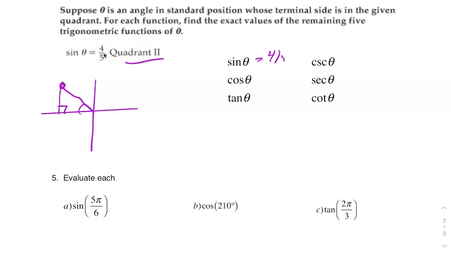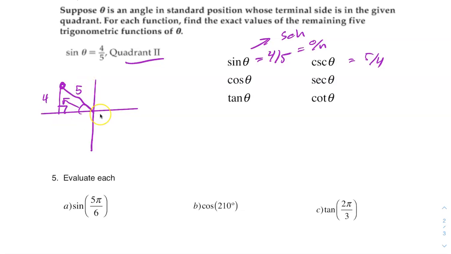Now they do give me sine, so I actually have one of these done already. There's sine, 4/5, done, easy. Actually, if I want, I know cosecant, 5/4. But to find the rest of them, you have to remember what sine is. Sine is SOH, so this is opposite over hypotenuse. So my 4 should be opposite and my hypotenuse should be 5.